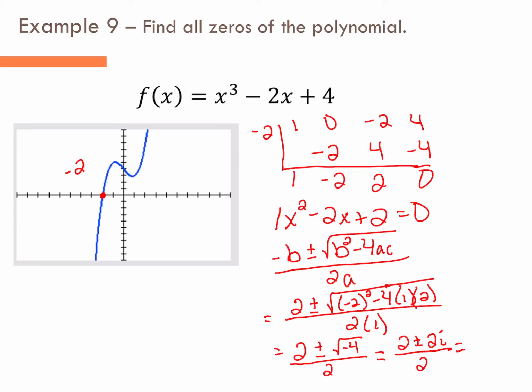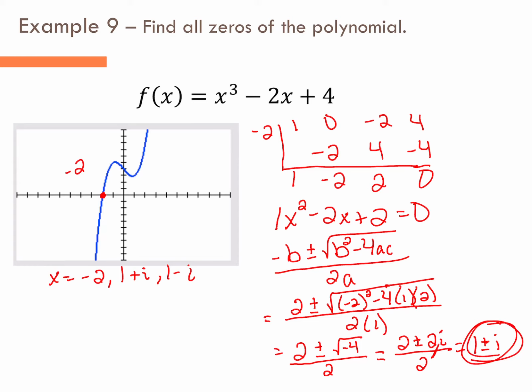And then we can simplify this one more time because all these 2's can simplify. So 2 divided by 2 would give me 1, plus or minus 2 divided by 2 here would give me i. So there's my other 2. So my zeros are -2 and 1 plus i and 1 minus i. Or you could just write 1 plus or minus i, that's fine. So there's finding all the zeros.